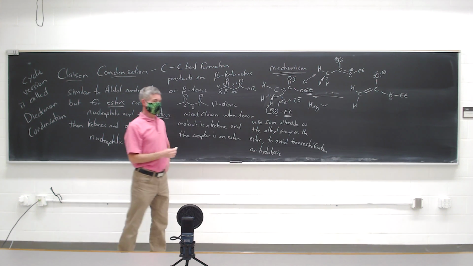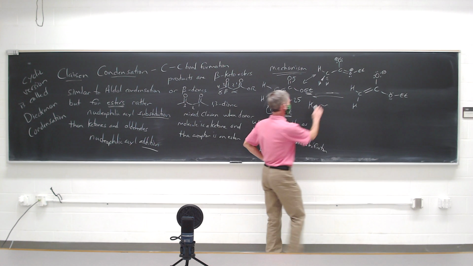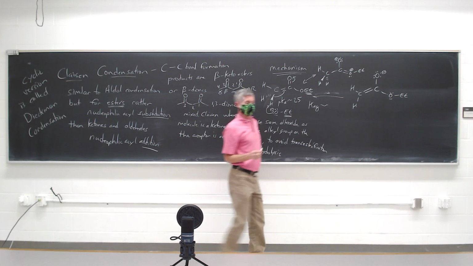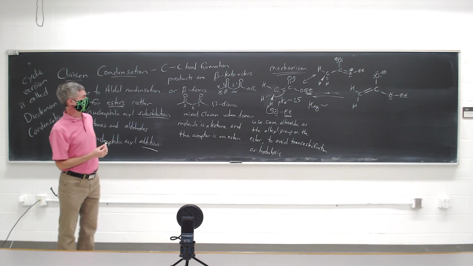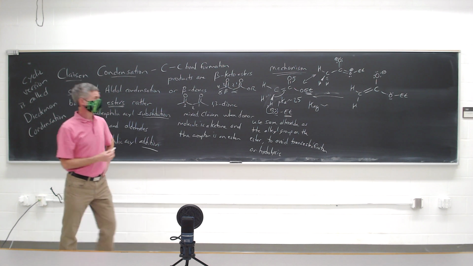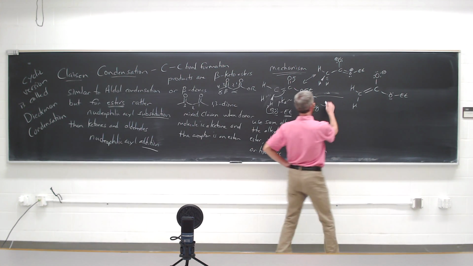What's the approximate equilibrium constant? You'll see I've drawn it with a very small forward arrow and a very large backward arrow because that equilibrium lies solidly to the left. The other product, of course, is ethanol.